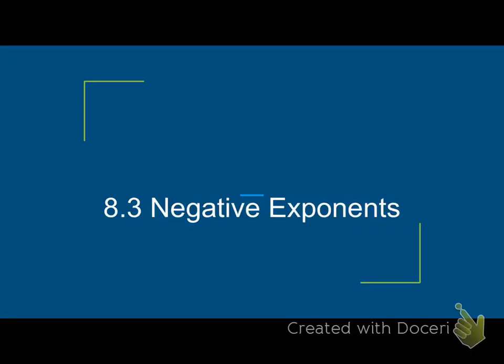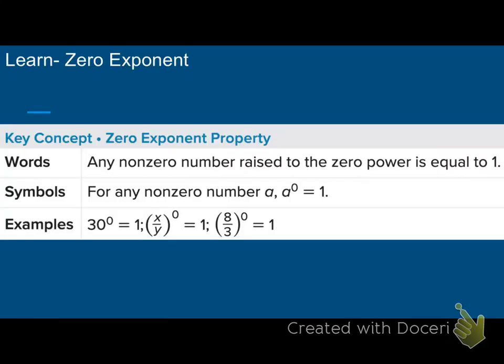Chapter 8, Section 3, negative exponents. We'll also talk about exponents of 0 in this section as well. That's what we're going to talk about first, the 0 exponent property.